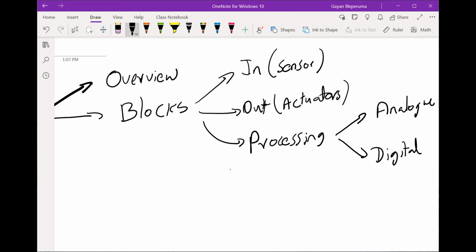There is another category which is in between, whose sole purpose is to convert analog into digital signals and digital into analog. We call them ADCs and DACs. So their purpose is to convert between these two different worlds. We will look at what analog and digital are and everything as we move on.